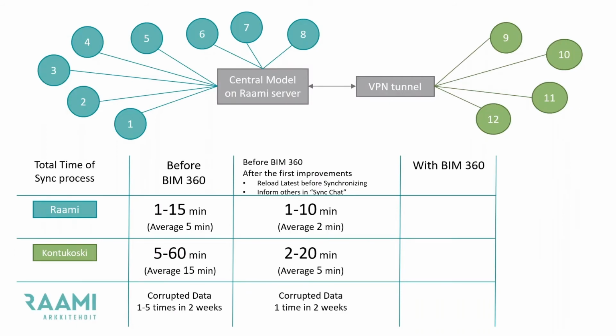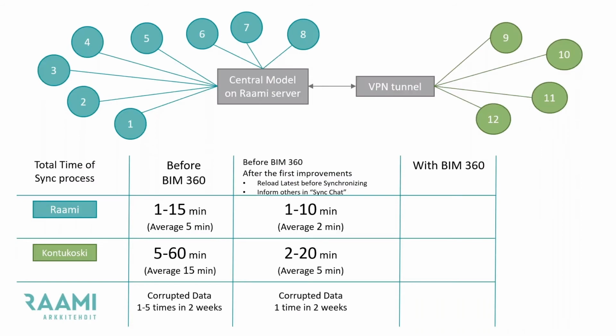Reloading the latest before synchronizing, and then informing others in what we called the sync chat that we had. You just inform others that you're going to synchronize now, or reload latest, and then you tell them when the process is done, so that there are no multiple users synchronizing at the same time. That helped a little bit, but still the model got corrupted every now and then, and the average synchronizing time was still quite long.